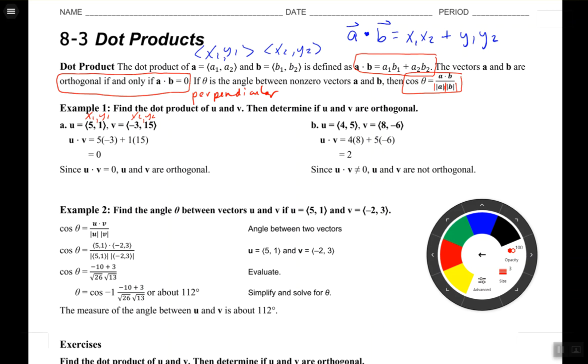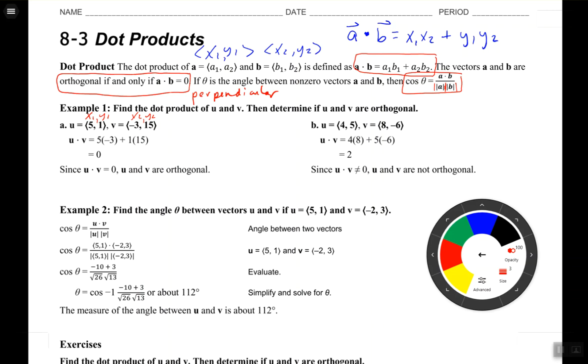So if they are perpendicular, then the dot product is 0. Because think about it. If they're perpendicular, what's their angle? And let's do radians. It's pi over 2, right? What's cosine of pi over 2? 0. Do you see why, if their dot product is 0, they are perpendicular? Because the angle is 90 degrees, or pi over 2.